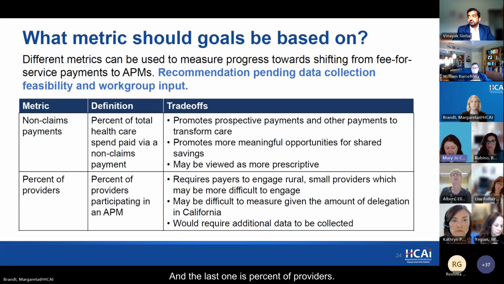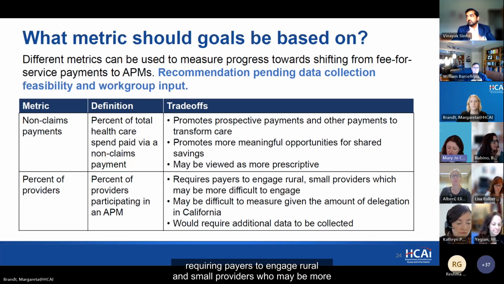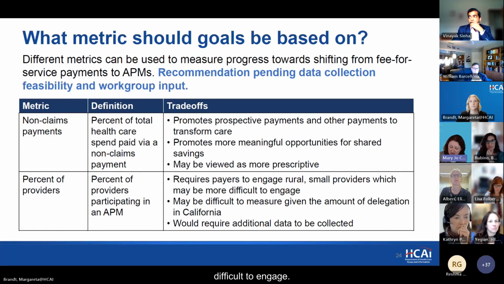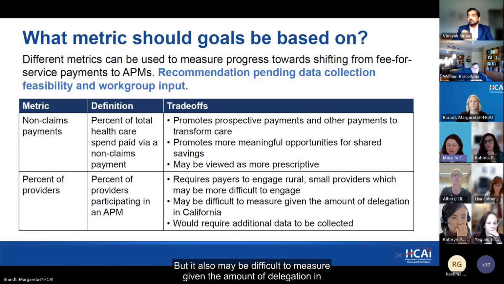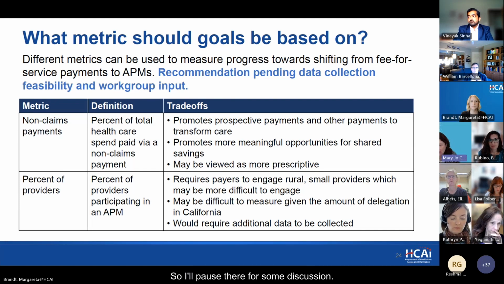And the last one is percent of providers. So the percent of providers has the potential benefit of requiring payers to engage rural and small providers who may be more difficult to engage, but it also may be difficult to measure given the amount of delegation in California. And it requires an extra data field, which is another reason that it may not be optimal. So I'll pause there for some discussion.